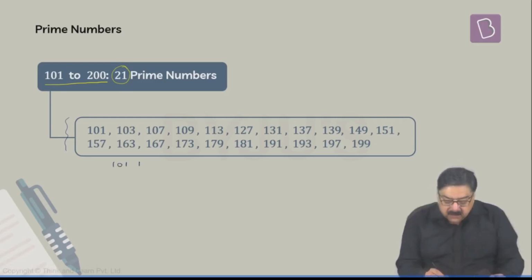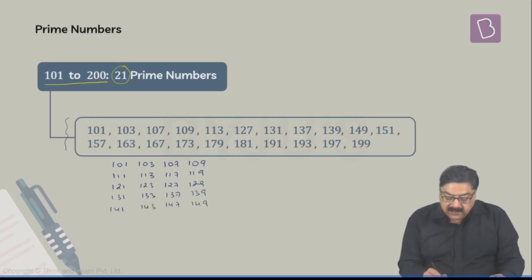So we have 101, 103, 107, 109, then 111, 113, 117, 119, then 121, 123, 127, 129, 131, 133, 137, 139, 141, 143, 147, 149, 151, 153, 157, 159, 161, 163, 167, 169, 171, 173, 177, 179, 181, 183, 187, 189, then 191, 193, 197, 199.